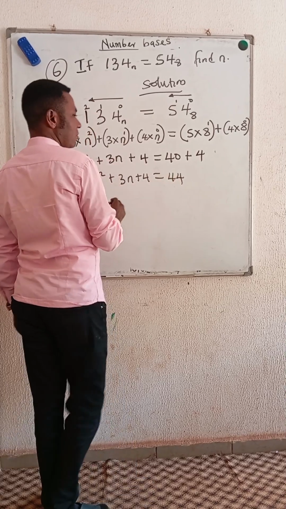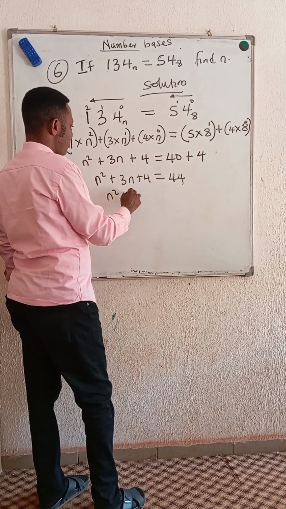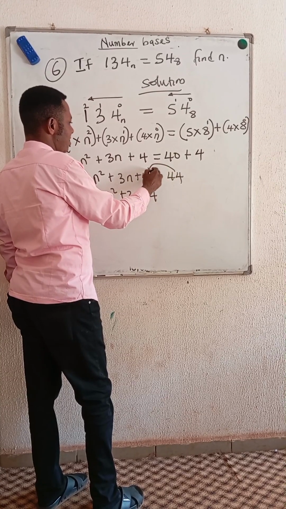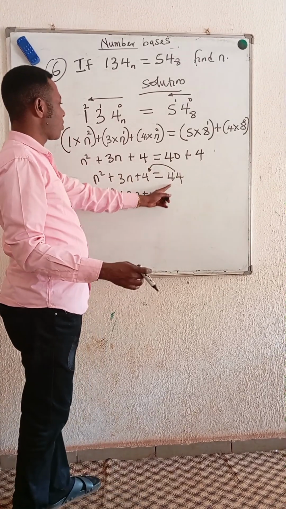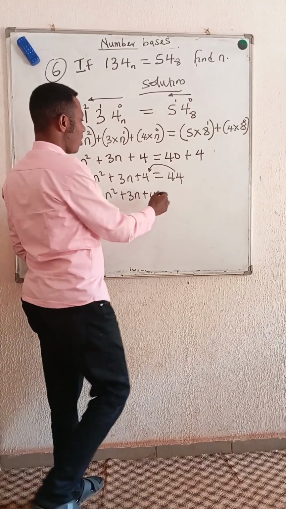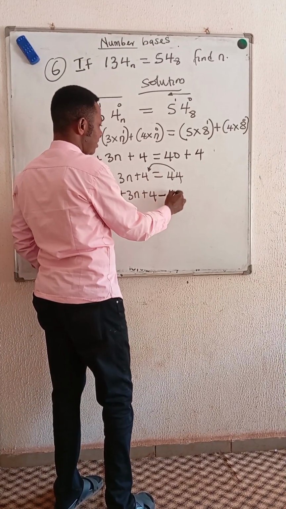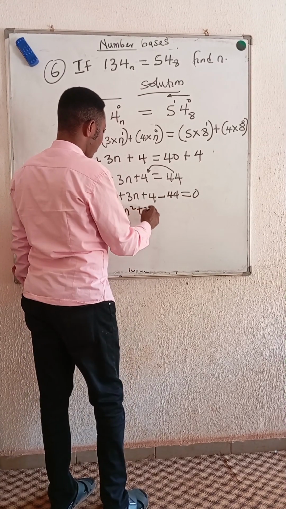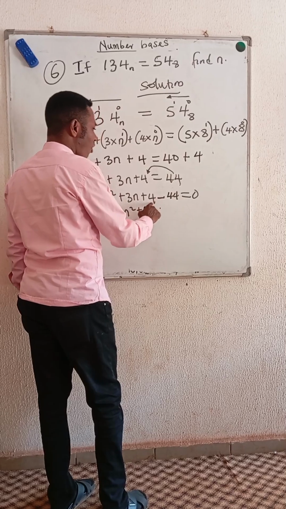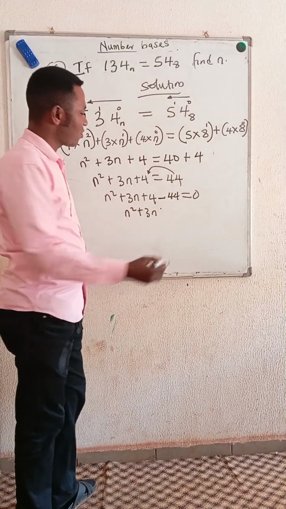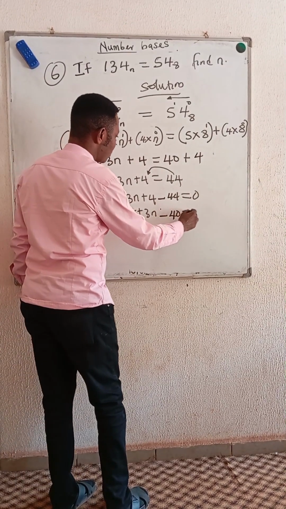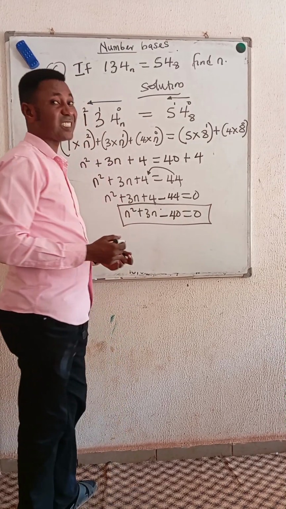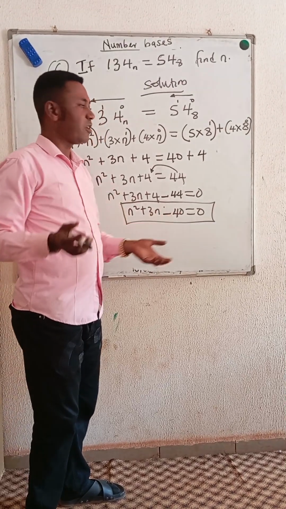44. Alright? Now, n squared plus 3n plus 4, we are going to bring this one to this side, the right hand side, so we want to cancel out this equality sign. Then it becomes negative, because it's plus from here, equal to 0 now. So n squared plus 3n, then 4 minus 44, we have minus 40, equal to 0. As you can see, this has now turned to a quadratic equation, which I believe we can solve.